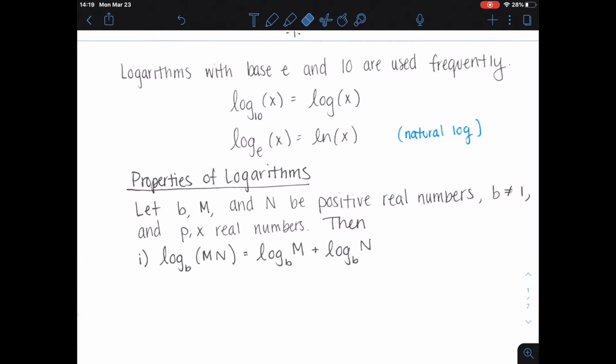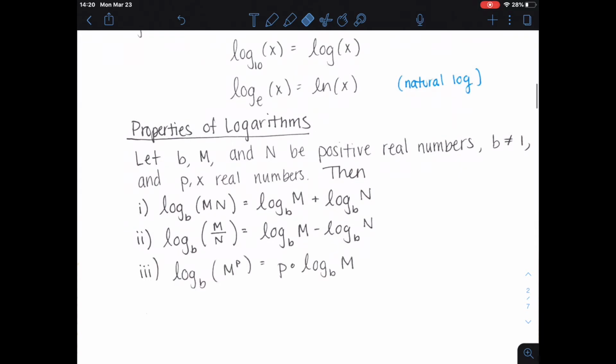So the first one is if you're taking a logarithm and you multiply two numbers, you can break multiplication into addition. Or likewise, you can start with addition and condense it to a single log. So you can use either property in either direction. If you have division, it turns into subtraction. So you have log of the numerator minus log of the denominator.